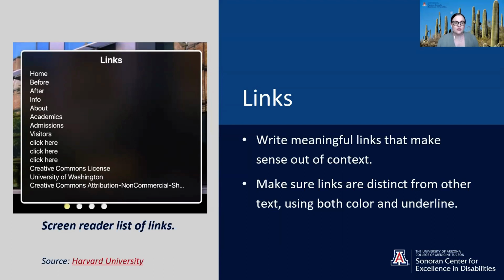You can see that some of the links are labeled in a descriptive way that indicates where the link will take you. But you can also see there are several links that just say click here that are not labeled in a helpful way. Where will those take us if we click here? You will also want to make sure that links are distinct from other text using both color and underline.